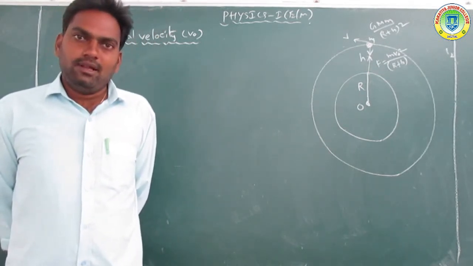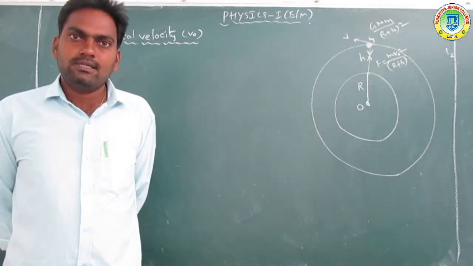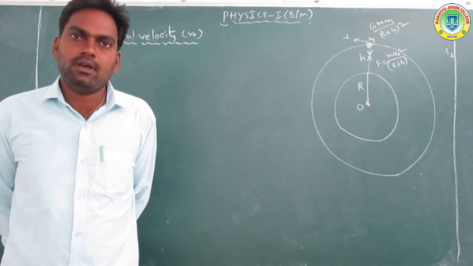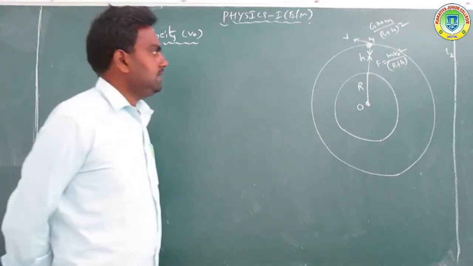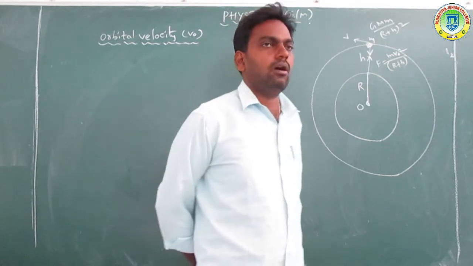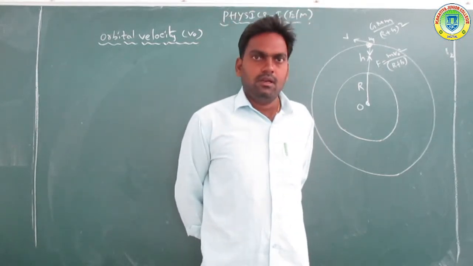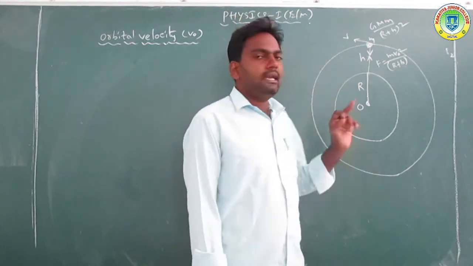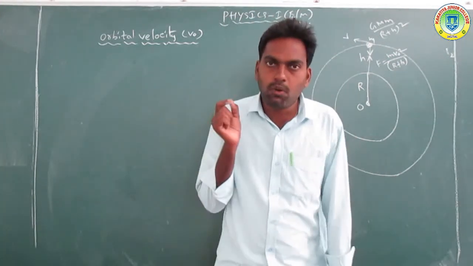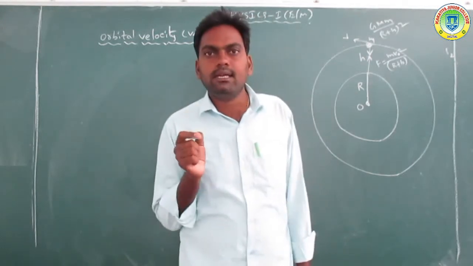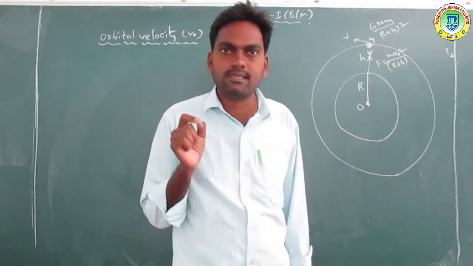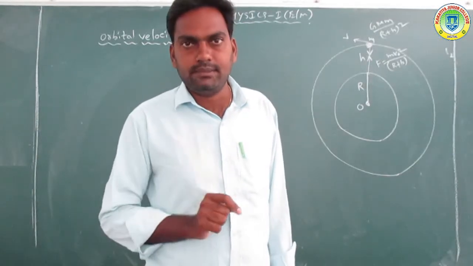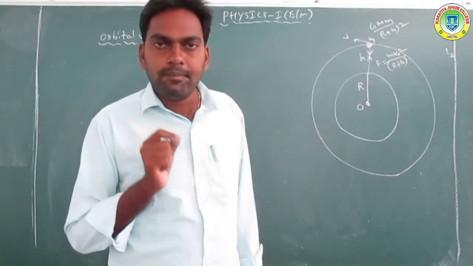What is orbital velocity? The velocity required for a satellite or object to revolve around in a circular path, in a circular orbit, is called the orbital velocity.